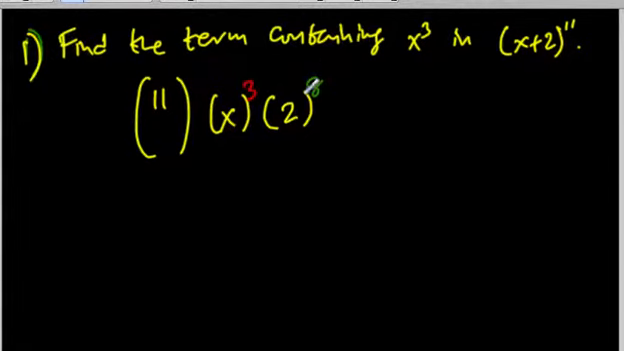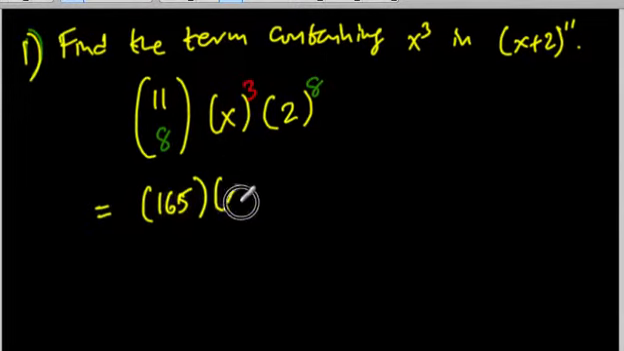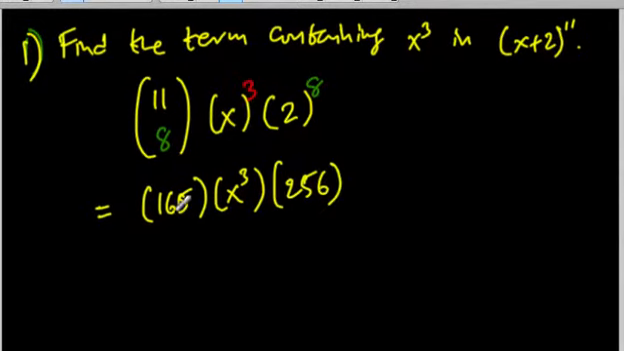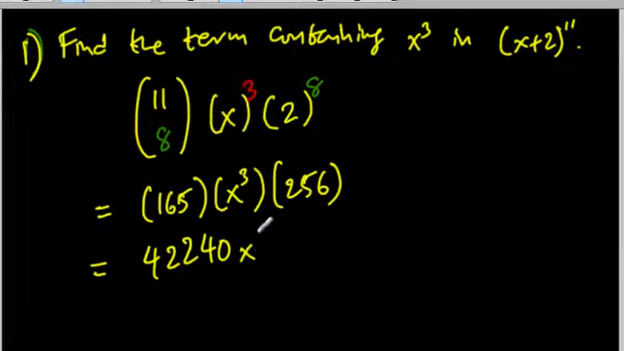And if you recall, the exponent for the second term will be the same number over here. So it's 11 choose 8 times x cubed times 2 to the power of 8. So what is this equal to? 11 choose 8 is 165. This is x cubed because we want x cubed. And 2 to the power of 8 is 256. If we multiply 165 by 256, we get 42240 x cubed, and that's our answer for number 1.